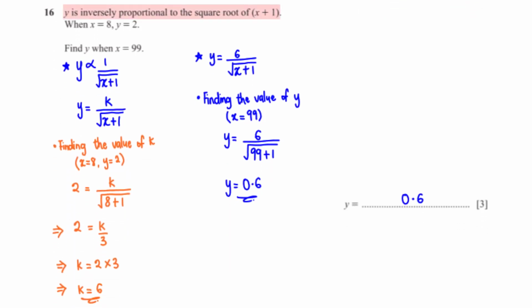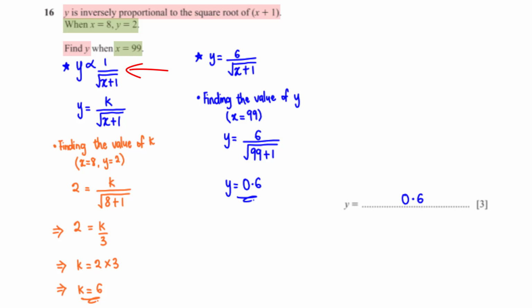Y is inversely proportional to the square root of x plus 1. When x equals 8, y equals 2. Find y when x equals 99. In mathematical terms, let's rewrite y is inversely proportional to the square root of x plus 1.